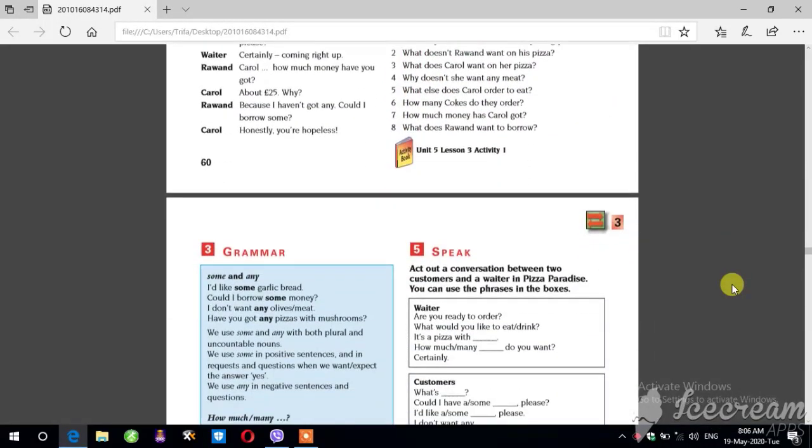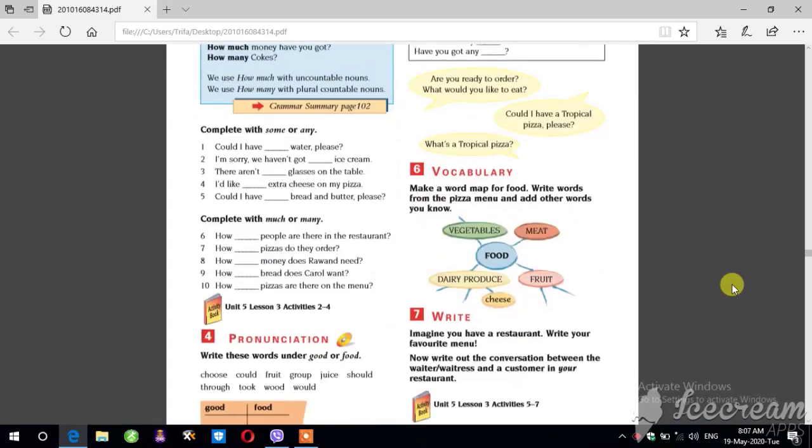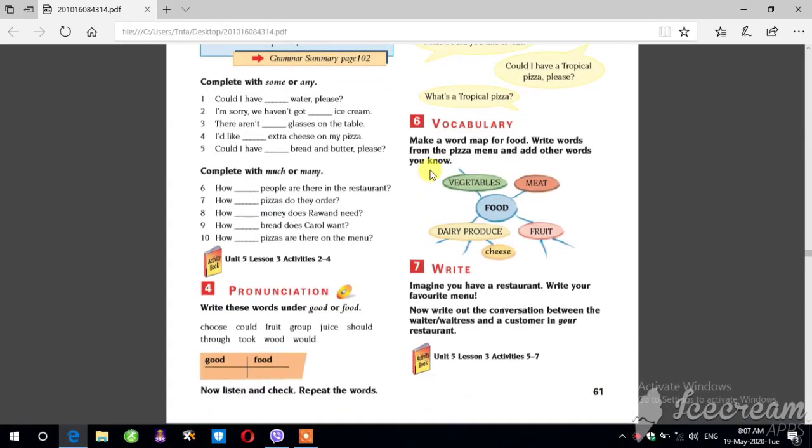Students, look at, we have some good exercises you have to review. Look at here. This one is about some, any. Could I have some water, please? This is a request. I'm sorry, we haven't got any ice cream. Because we have a negative sentence, we have to write down any. Number 3, there aren't any glasses on the table. Negative sentence, any.